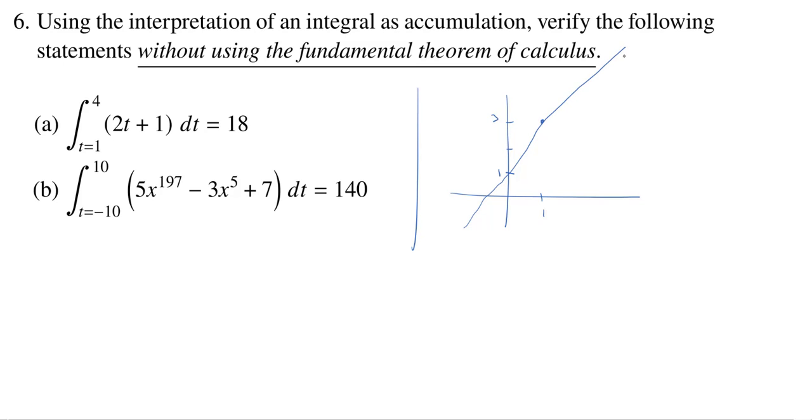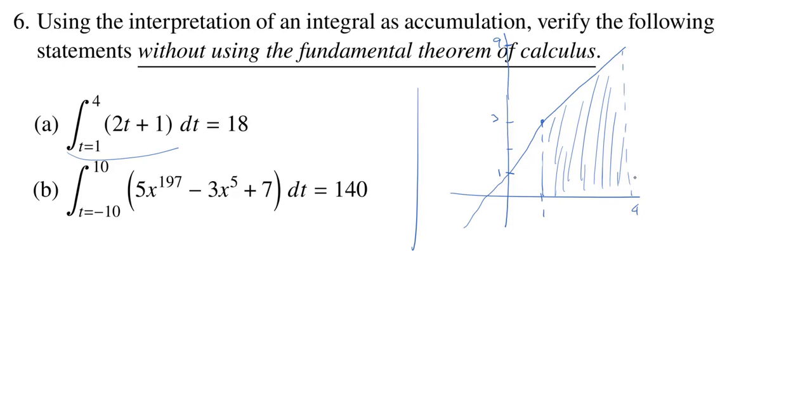Okay, there we go. And I could come over here to 4. Let's see now, how high would it be at 4? I'd have 2 times 4 is 8, plus 1 is 9. So way up here, I get a value of 9. So this integral is asking me between 1 and 4, how much does this function accumulate? It's just the area under this curve, and this is just a trapezoid.